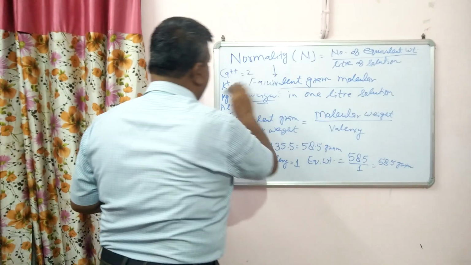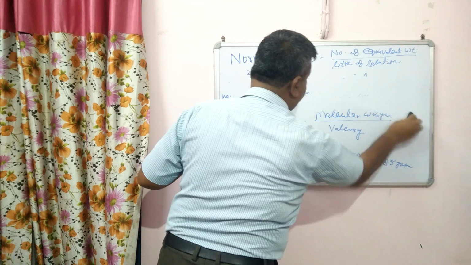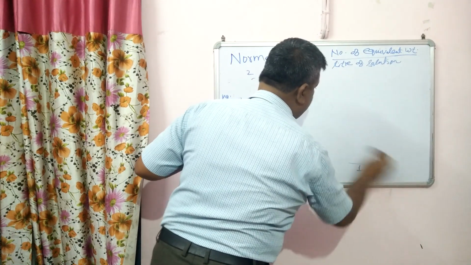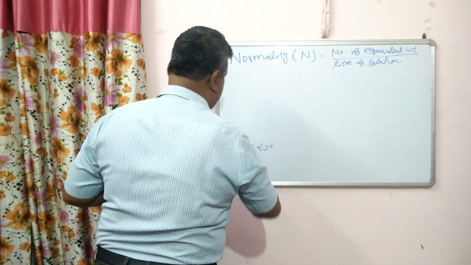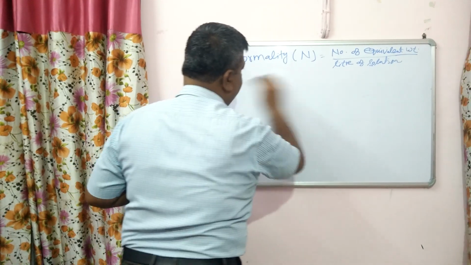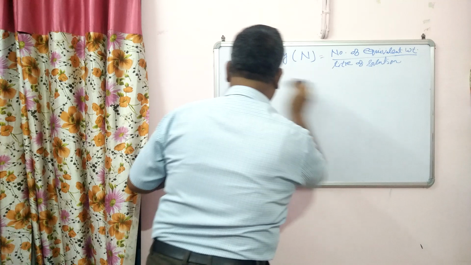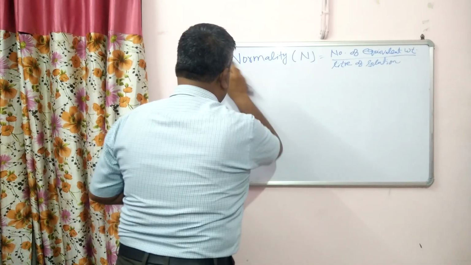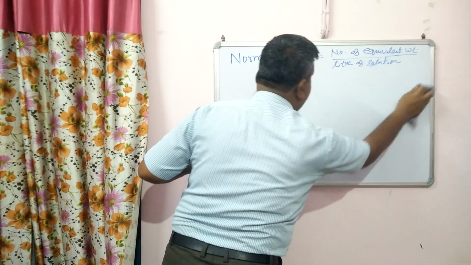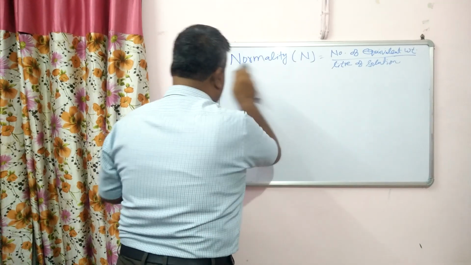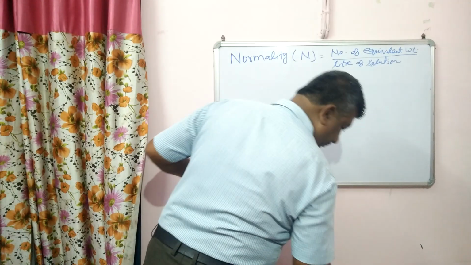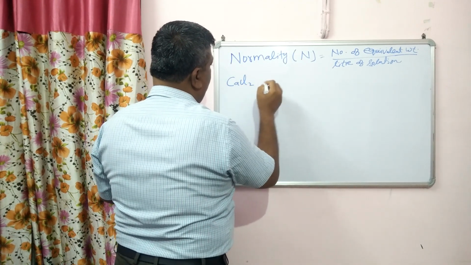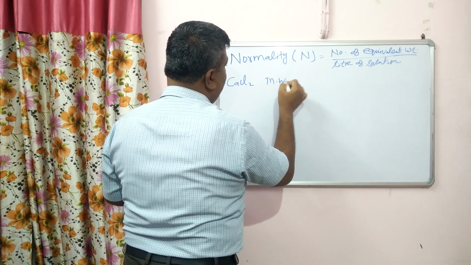Another example, for example, CaCl2. We talk about the CaCl2 calcium chloride. So what is the equivalent weight of this CaCl2 calcium chloride? How we can calculate the number of equivalent weight? For example, this is calcium chloride. So molecular weight, I am writing it as MW.